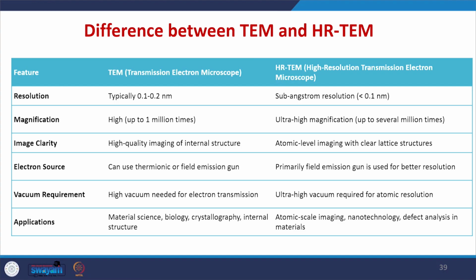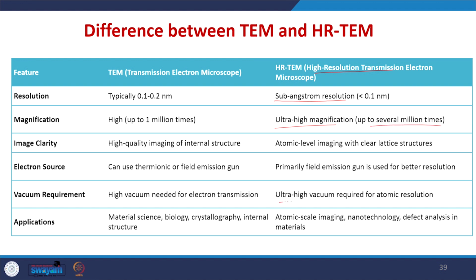So, let us see the difference between the TEM and HRTEM. So, the main difference is the resolution. In HRTEM, that is a high resolution transmission electron microscope, you will get sub-angstrom resolution and you get ultra high magnification up to several million times.